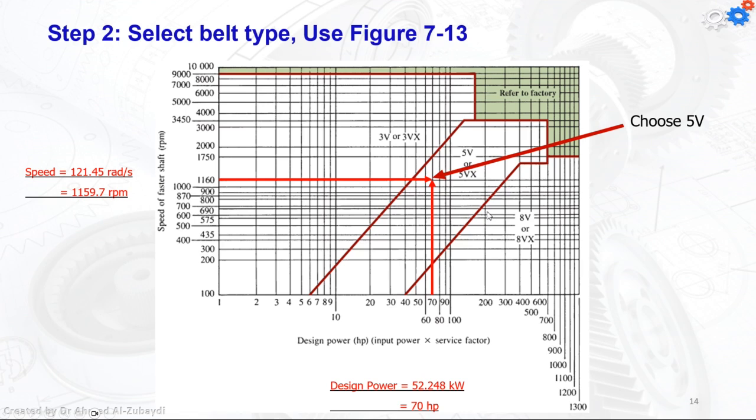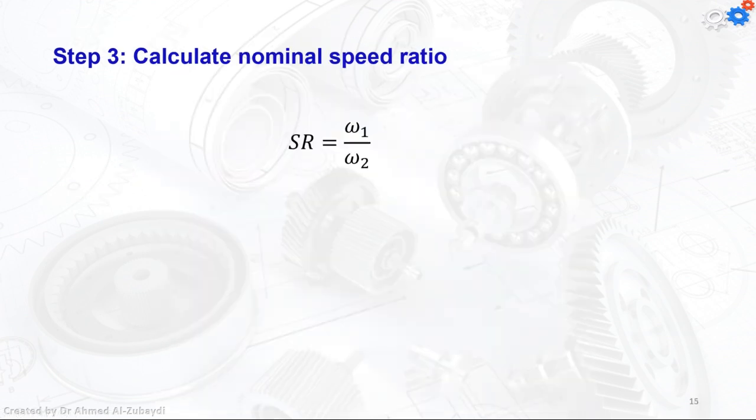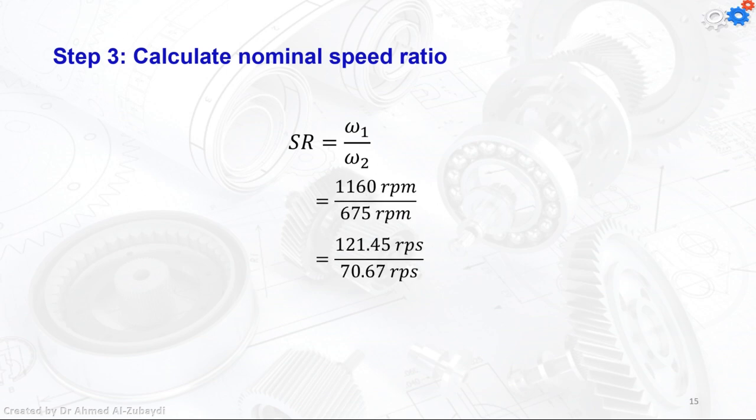Now, next step, we need to calculate the speed ratio. It's going to be equal to omega 1 divided by omega 2. Omega 1 was 1160, while the output was 657 RPM. So we can do it either in RPM or in radian per second. At the end, we are going to get that the ratio will be equal to 1.72.